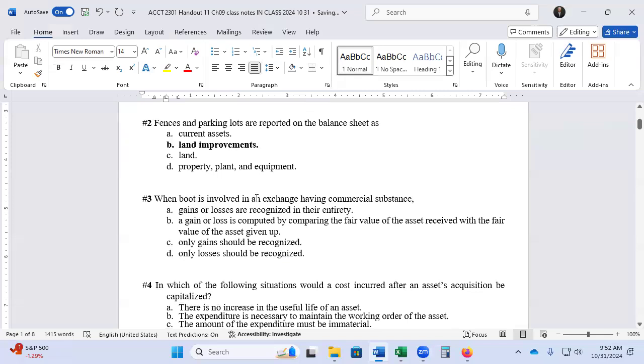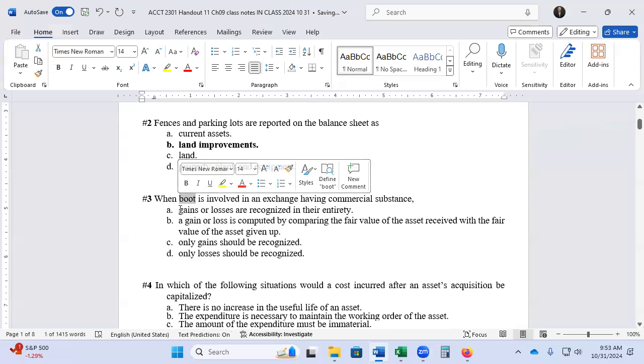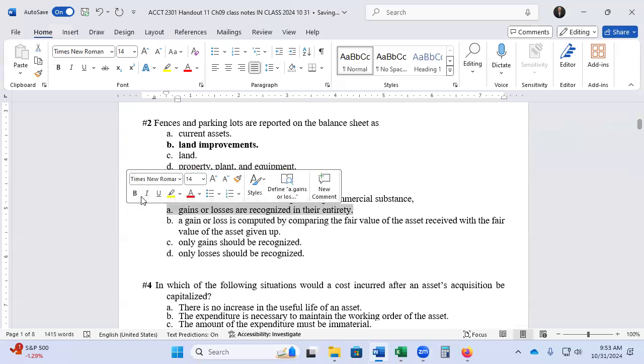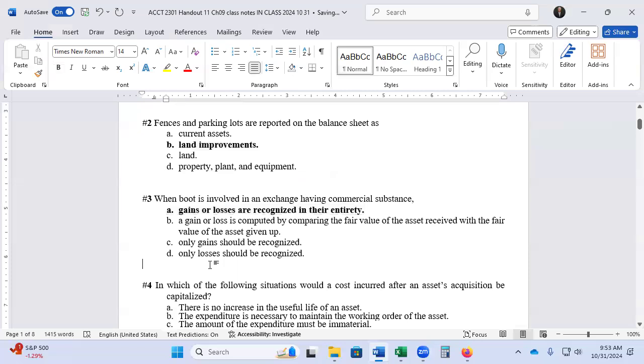When boot is involved in an exchange having commercial substance, and you're like, what's boot, right? It's not an actual boot. It's not a cowboy boot, right? Boot is when they have cash involved in the transaction, and so somebody's getting cash as a result. And so gains and losses are recognized in their entirety.